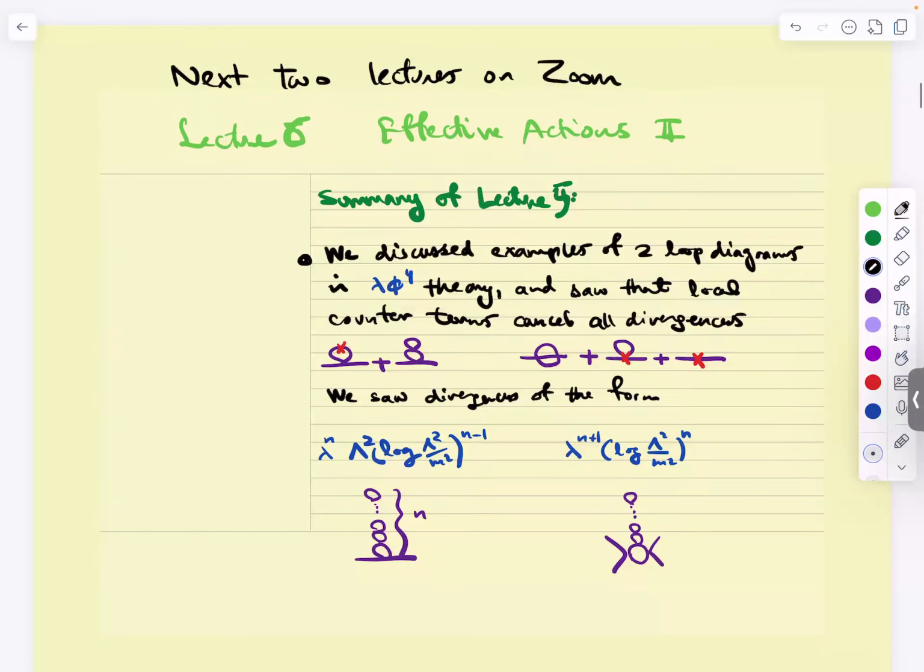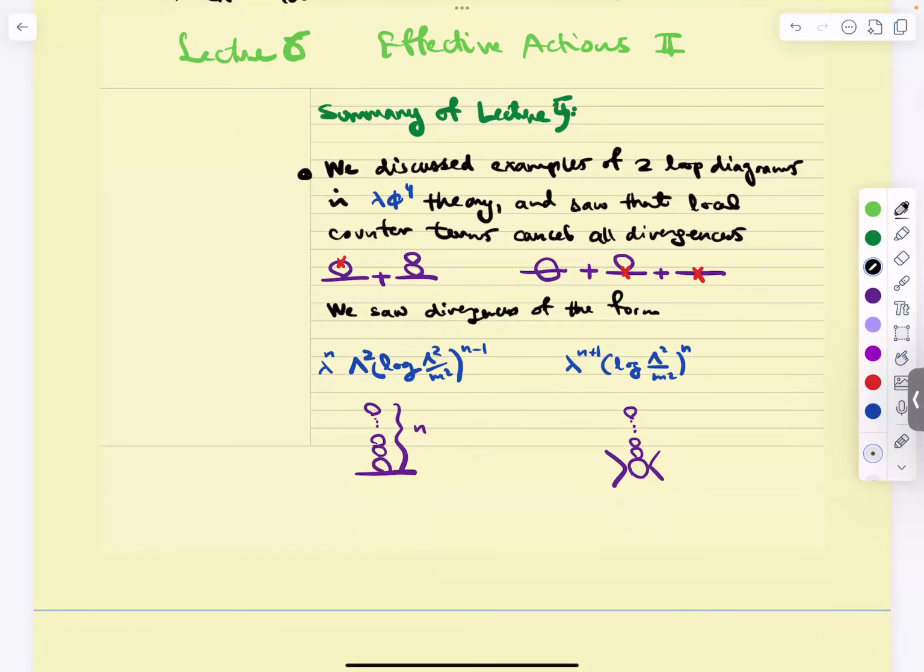All right. So I'll start with a summary of lecture 5, and if there are any questions, do ask, please. What we started doing last time was two things. First, we discussed examples of two-loop diagrams in lambda phi 4 theory. We saw that at least at two loops for these diagrams that we considered, counter terms cancel all divergences. We did not do the calculation really. I structurally showed you how you do it.